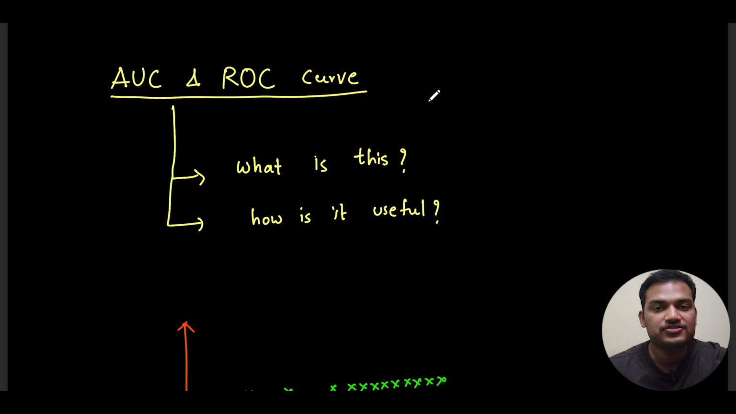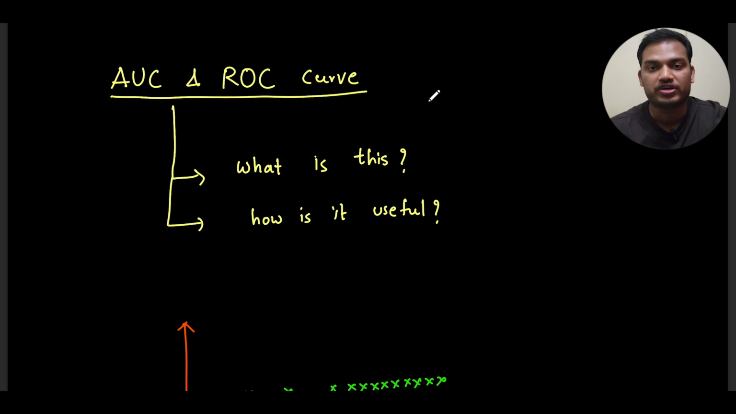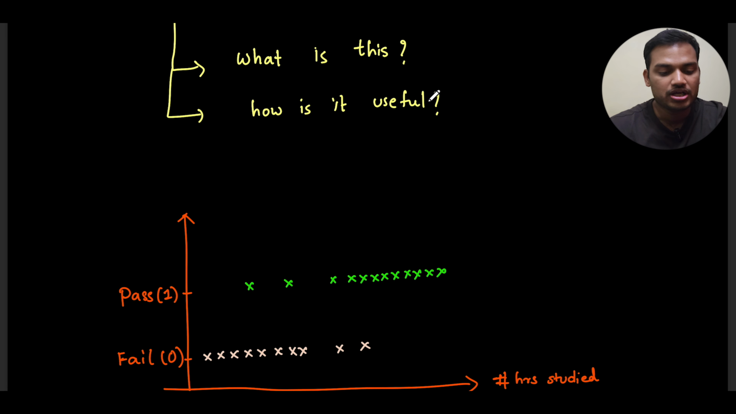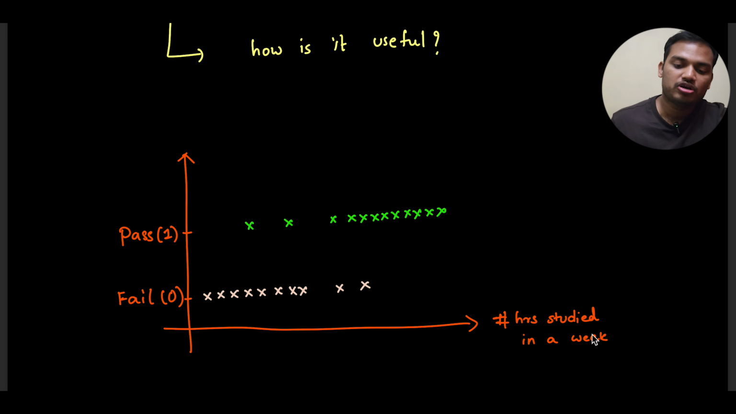Hello everyone, in this video let's try to understand what AUC and the ROC curve are, and also how they are useful for us. In order to understand these things, let's take a simple example that we used in logistic regression: based on the number of hours studied in a week, we wanted to predict whether the student will fail or pass.